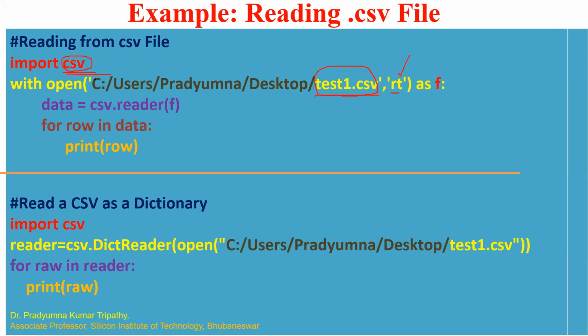So here I want to read this test1.csv file, so I open in read mode. F is the file object. So this is f equals open, this line, comma r. Is it understood or not? The first two lines?